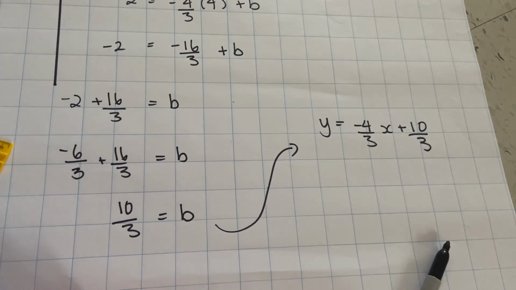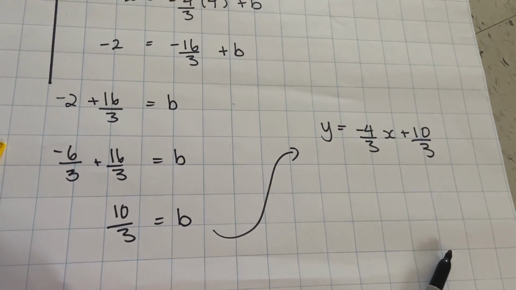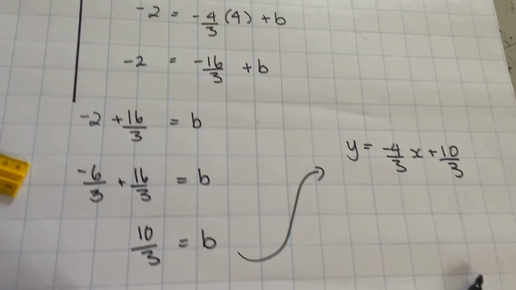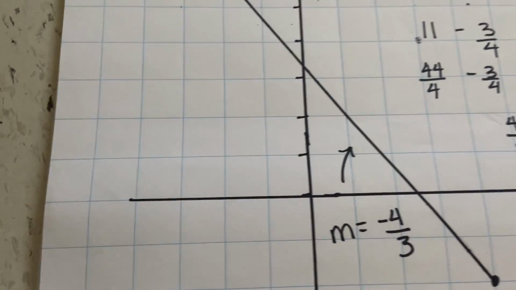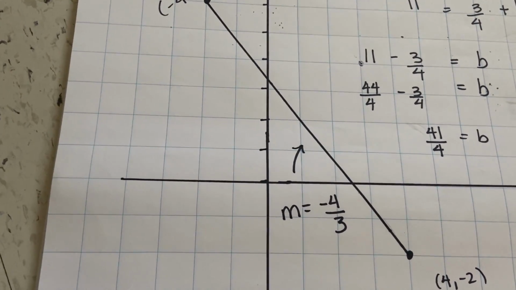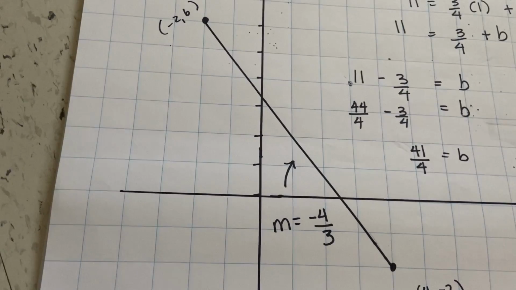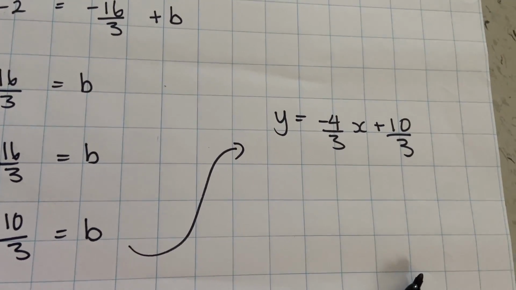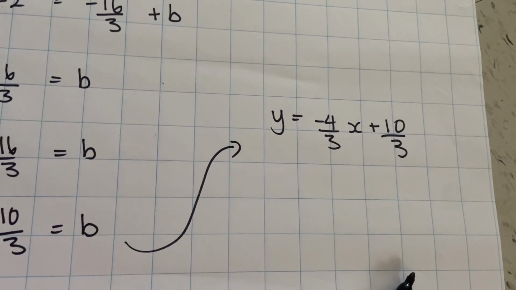I have continued the algebra myself, and I have found when I isolate for b that my b is 10/3, and that means that the equation of the line that goes through the base of the triangle is going to be y = -4/3x + 10/3.